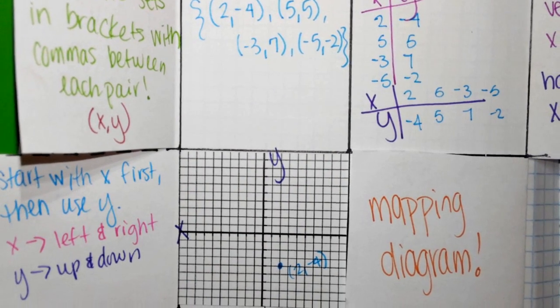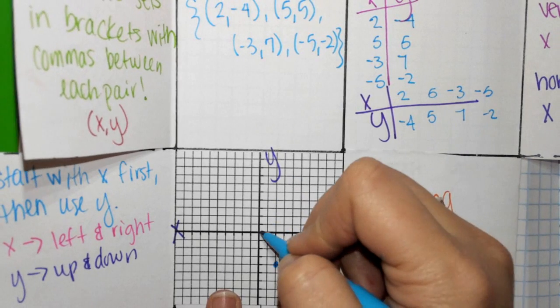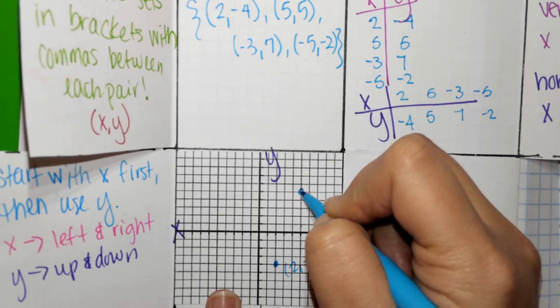Alright, where is 5, 5? Right 5, up 5. Right 1, 2, 3, 4, 5. Up 1, 2, 3, 4, 5.